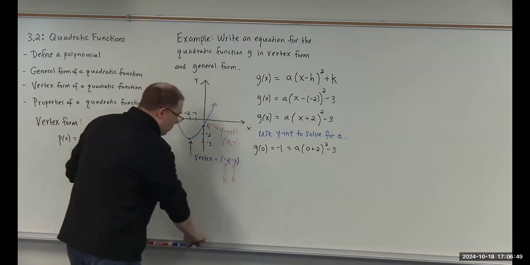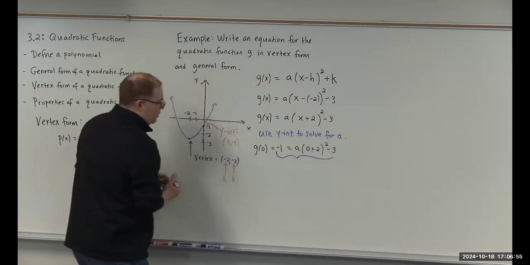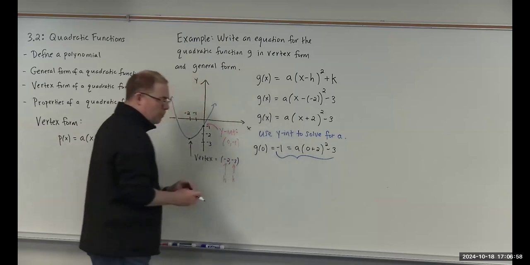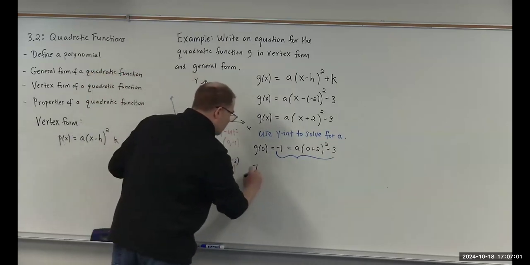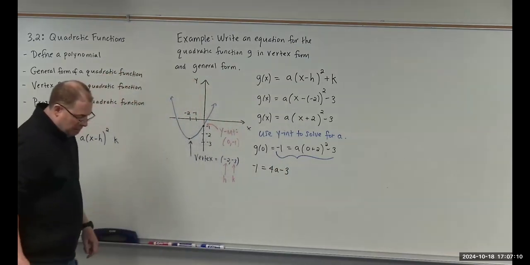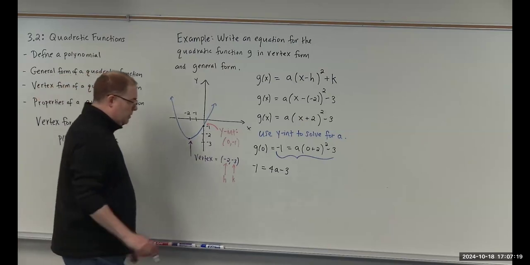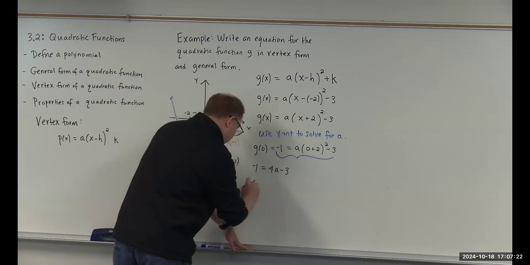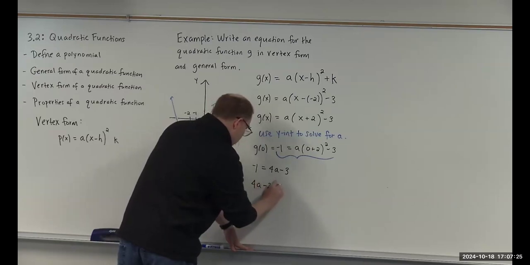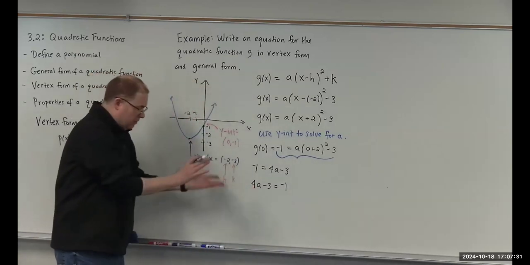So now what we have to do is solve for this. I'll write it out this way first. So we have minus one equals a times two squared minus three. Two squared is four, so we get four times a minus three. Okay, now we just need to solve for a. I'm just used to putting the variable expression on the left-hand side, so I'll just switch it around.